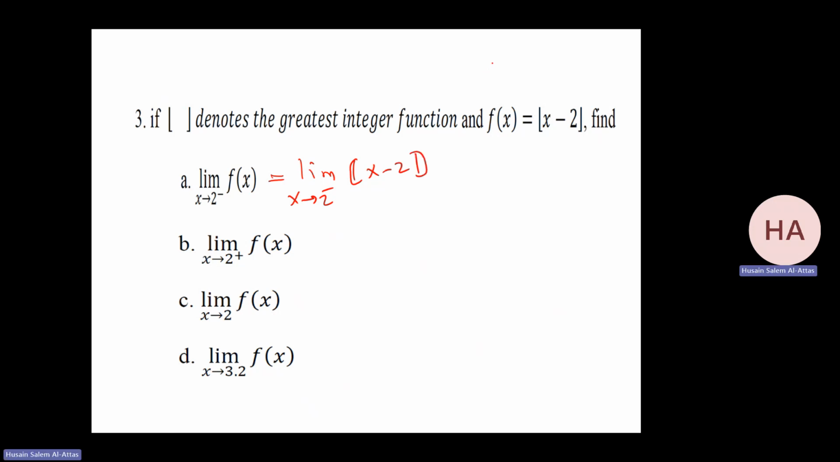So 2 from the left, I took x as 1.9999 something. What is x minus 2? That will be minus 0.001 something. Who cares? So what's the greatest integer? It will be minus 1. Actually, we know it from here. Now, from the right, what will happen if I take x goes to 2 from the right? So I take x as 2.001. That will be the limit as x goes to 2 from the right of this.